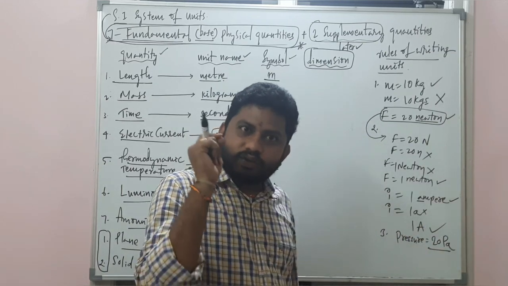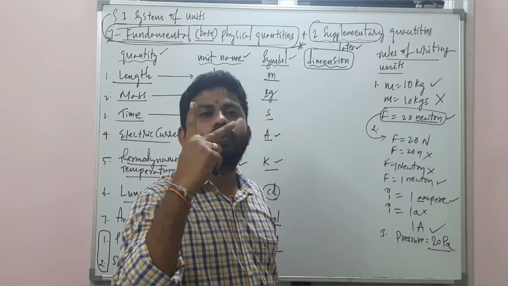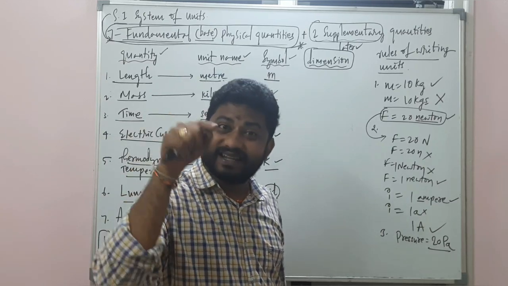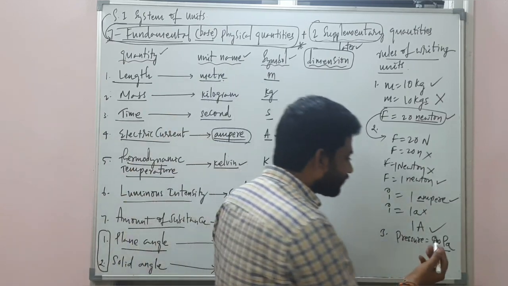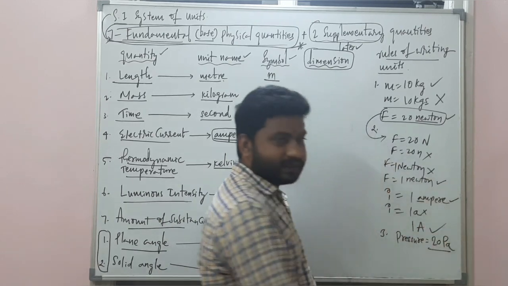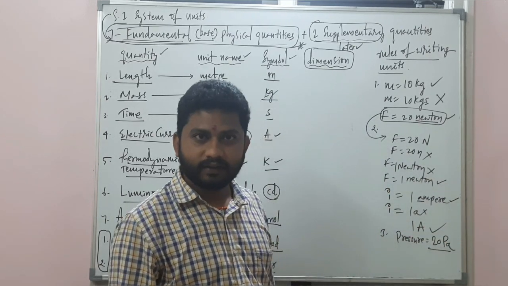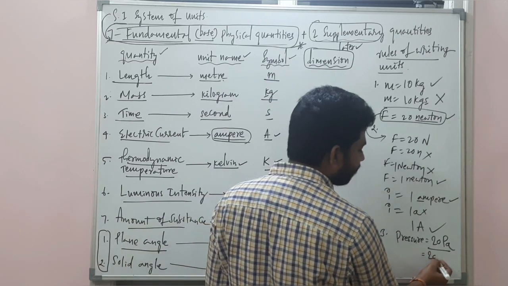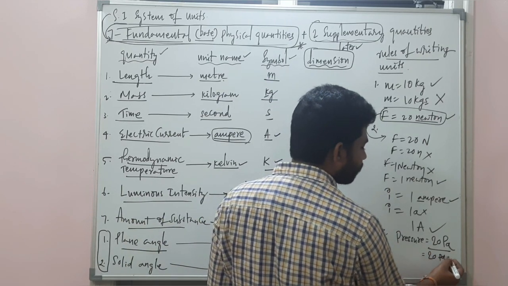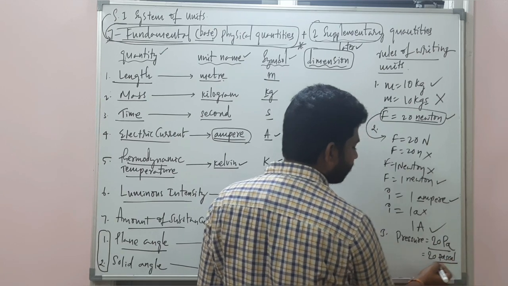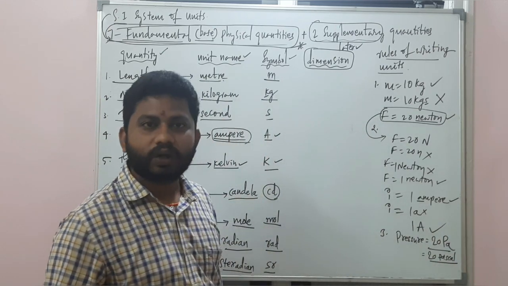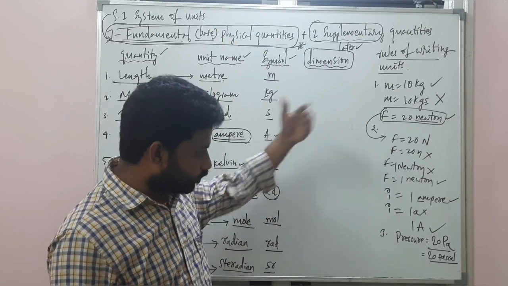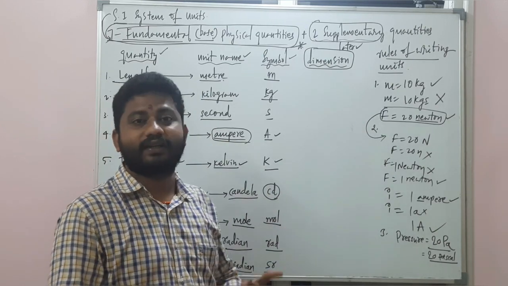If your unit symbol has two letters and it is the name of a scientist, you must write the first letter as a capital one. Okay, clear? But if you want to write the complete name, it will be like 20 pascal, everything small. So many other physical quantities you will get later.